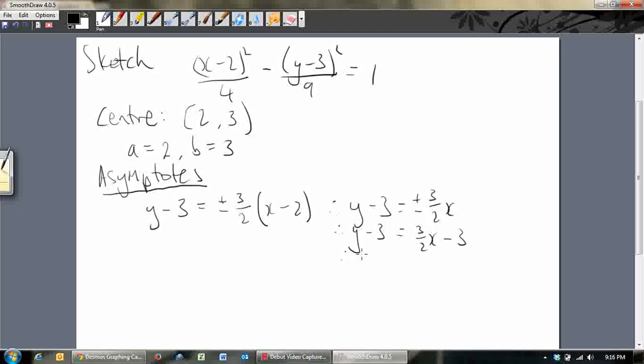I'll just tidy that up. Y equals 3 over 2x. We'll add 3 to both sides and it disappears. So that's our first asymptote. So that's when we've got the positive, that one there.